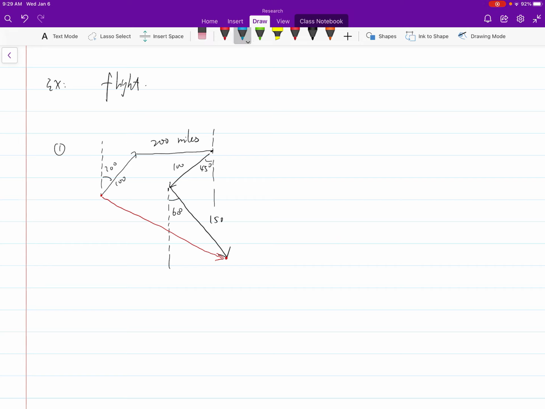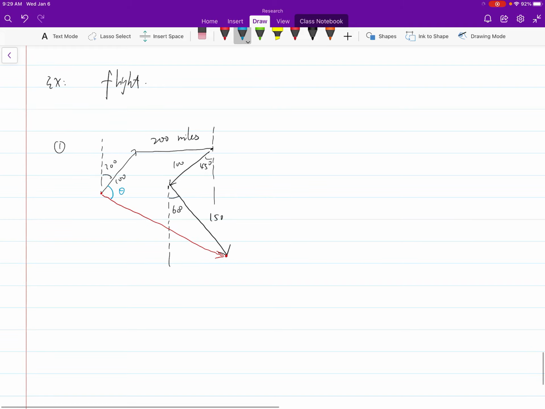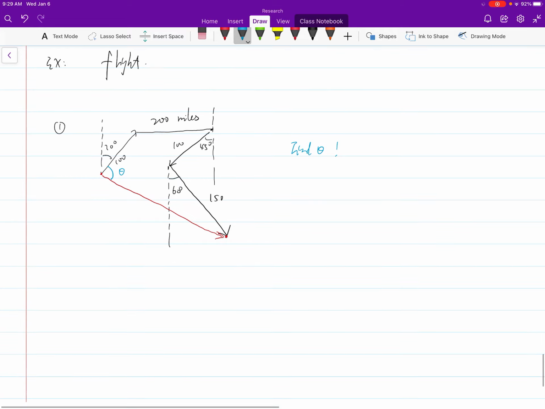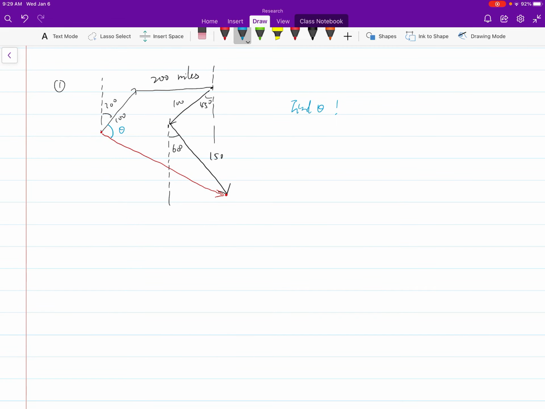All right. Now what we want to ask is, what's the angle between the initial direction and the final destination after you've drawn the 4 parts of the journey? You want to find this angle. How do you do it?